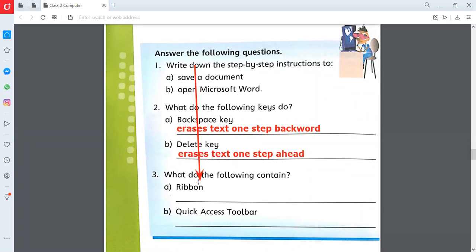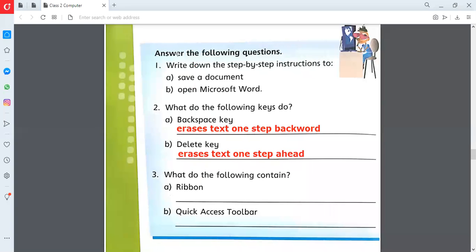Ribbon. What does the ribbon contain? We know the ribbon is the most important part of a computer software. The name of the software is Microsoft Word. So the ribbon contains the commands used to perform tasks in the word processing software.